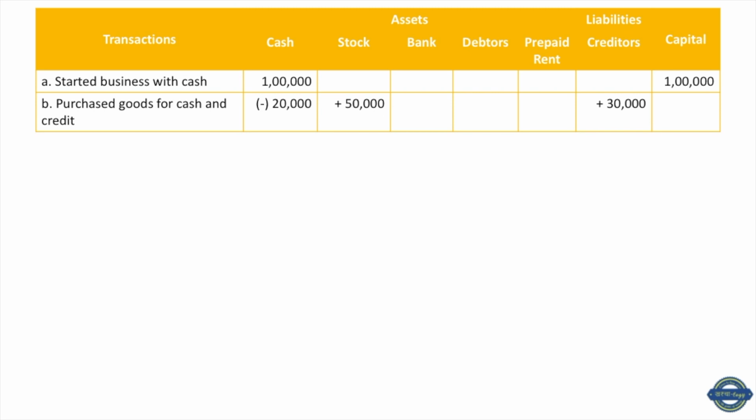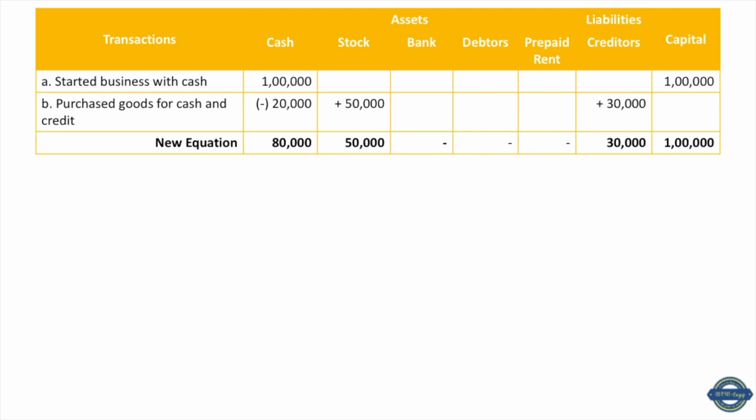Purchase goods for cash and credit. He has purchased goods for cash for rupees 20,000, so we will deduct rupees 20,000, and he purchased on credit for rupees 30,000. Since this amount is yet to be paid, we will add rupees 30,000 under creditors under liabilities. And the stock has come in for rupees 50,000, so we are going to add rupees 50,000 under stock. Check the new equation whether the accounting equation stands true or not after every transaction.